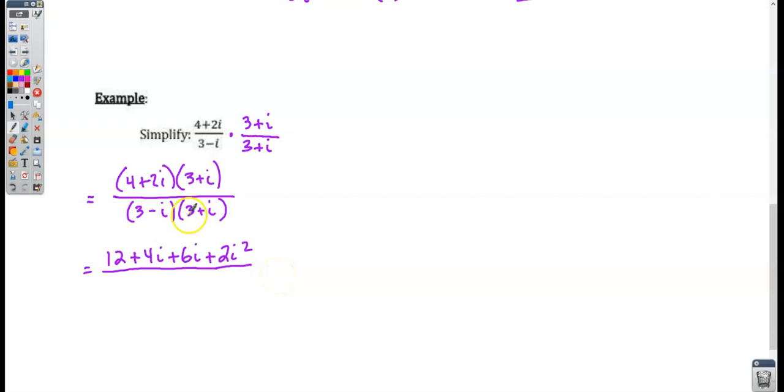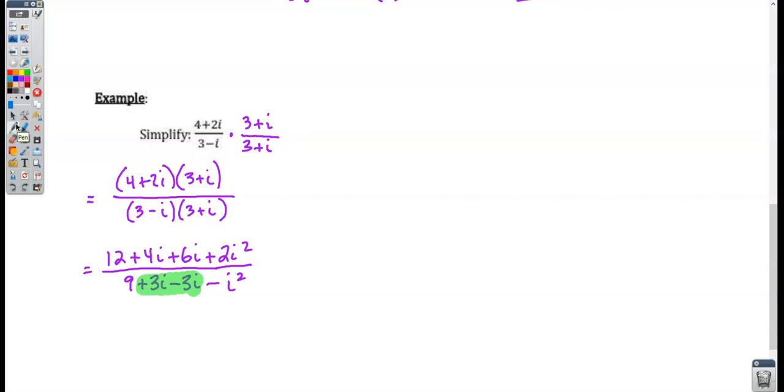In the denominator, I FOIL it out. 3 times 3 is 9. 3 times i is 3i. Minus i times 3 is minus 3i, and minus i times i is minus i squared. Now, just like when we were simplifying radicals, these two terms in the middle, when we multiply the conjugates, are always going to drop out. So eventually you get to the point where you don't even really write those in.